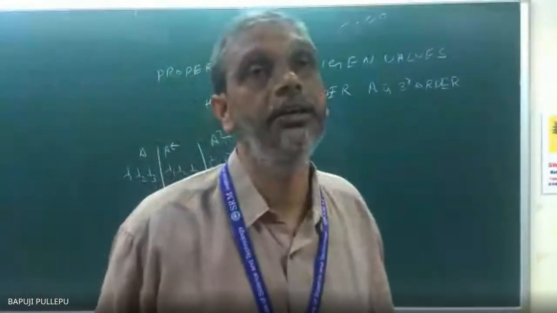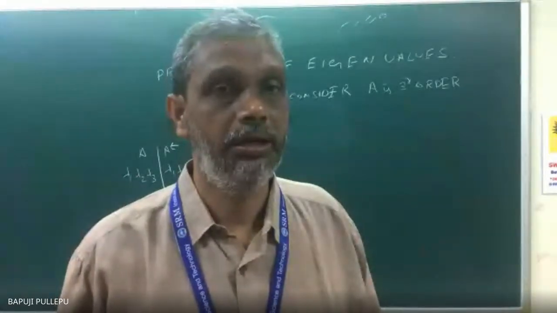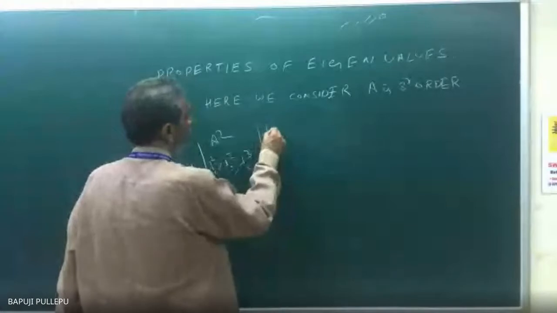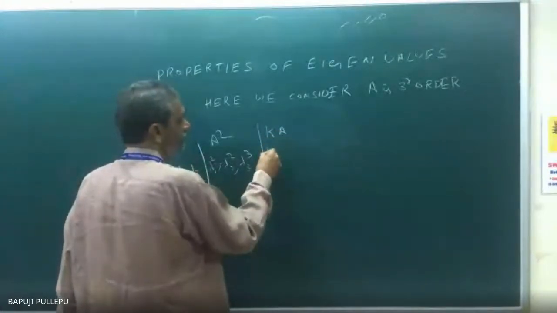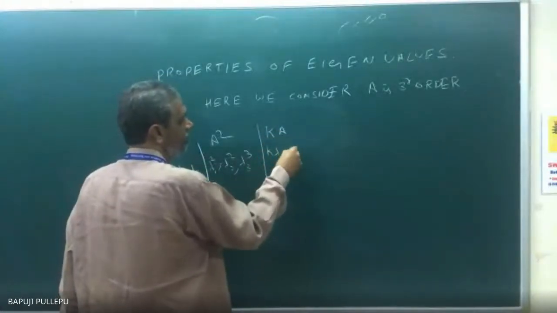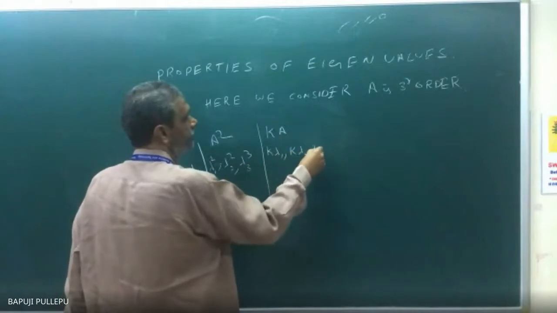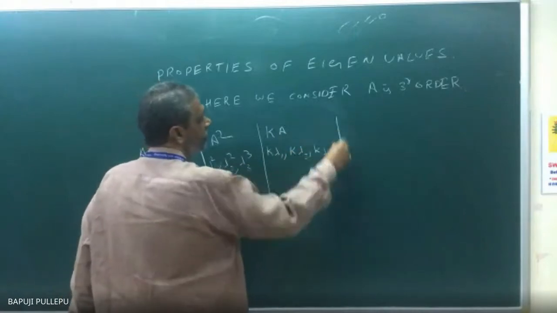2A, what will you get? 2 lambda 1, 2 lambda 2, 2 lambda 3. So kA means what will I get? K lambda 1, K lambda 2, K lambda 3.